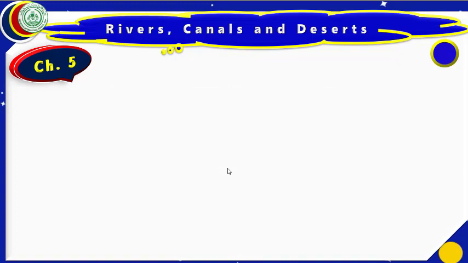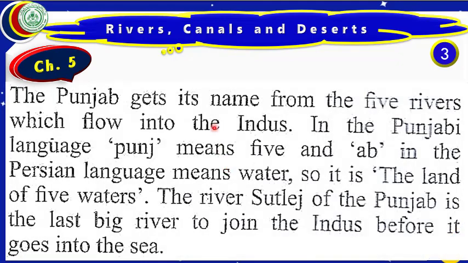Let us move to the third part. The Punjab gets its name from the 5 rivers which flow into the Indus. In the Punjabi language, Panj means 5 and Aab in the Persian language means water. So it is land of 5 rivers. The river Satluj of Punjab is the last big river to join the Indus before it goes into the sea.